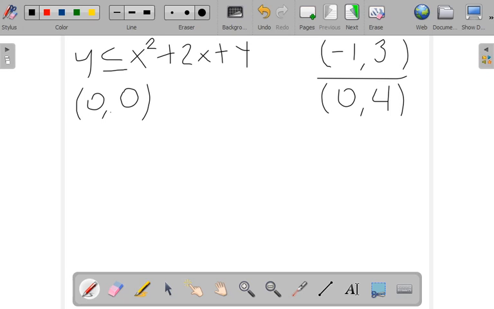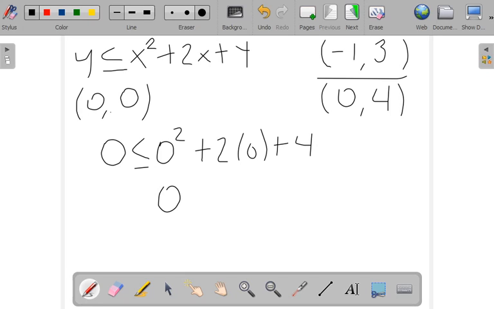And we want to see if it makes this original inequality true. So if we substitute in 0 for our y and 0 for x, we get that 0 is less than or equal to 4. And this time, this is true, right? Because 0 is less than or equal to 4. So we tested the point at the origin, and it made the statement true.